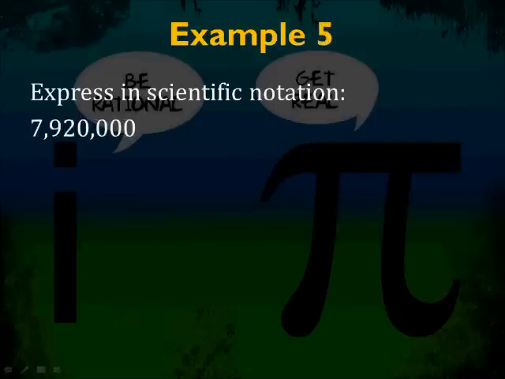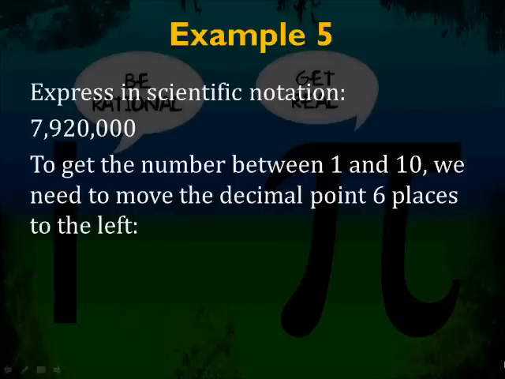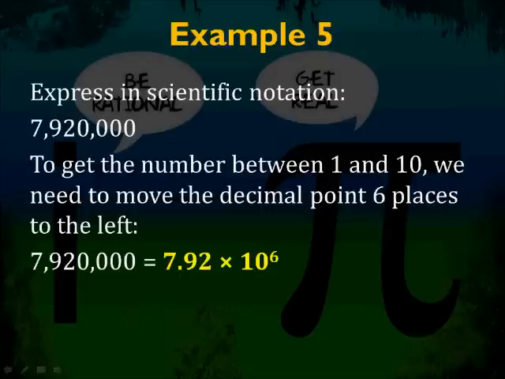Let's go to example 5. 7,920,000. Again, you're going to move the decimal point to get, in scientific notation, a number between 1 and 10. So it's going to be 7.92. Since you are moving the decimal point 1, 2, 3, 4, 5, 6 spots to the left, your power of 10 will be 6. 7.92 times 10 to the 6th. And again, you can check your work by counting the spots.